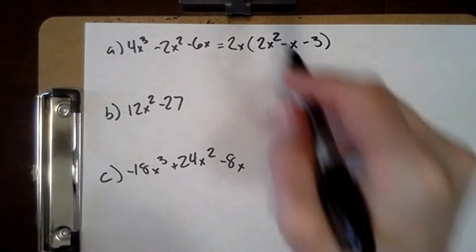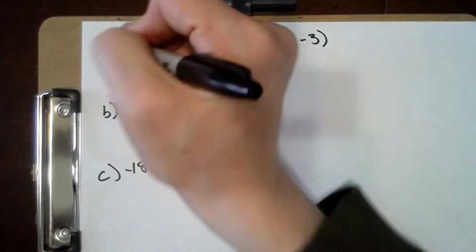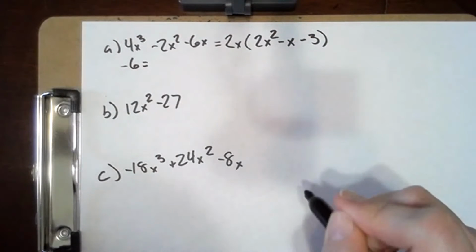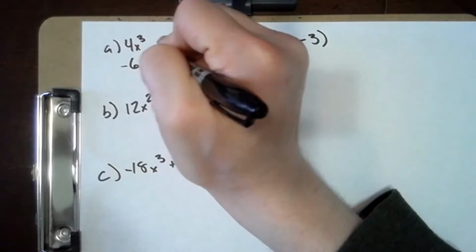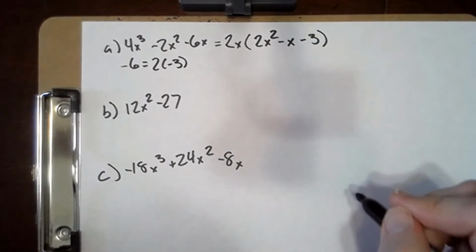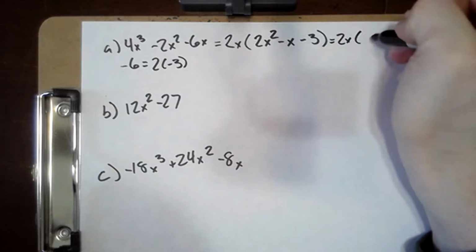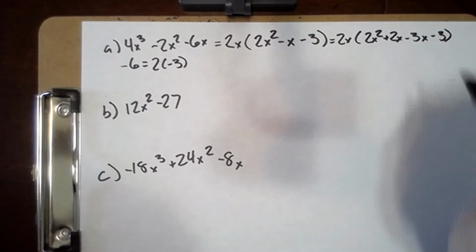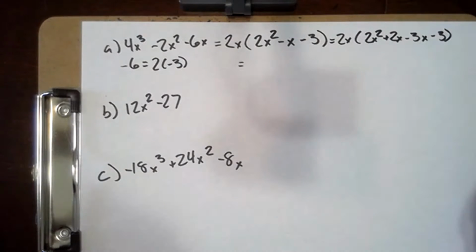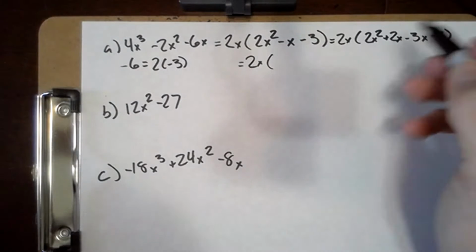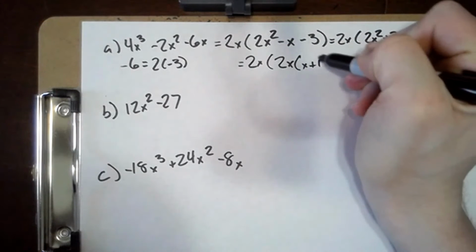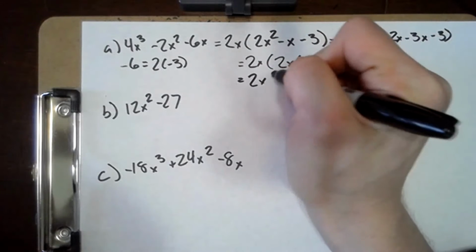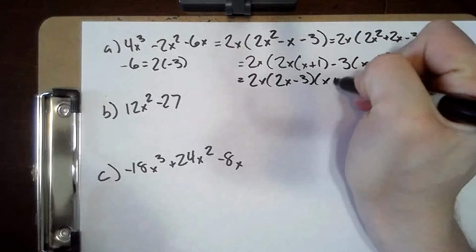All right, now I need to factor this next part by grouping. We are looking for a number that multiplies to negative 6 and adds to negative 1. Negative 6 equals 2 times negative 3. So that will work. This becomes 2x times 2x squared plus 2x minus 3x minus 3. That's 2x times 2x times x plus 1 minus 3 times x plus 1. Finally, that's 2x times 2x minus 3 times x plus 1.